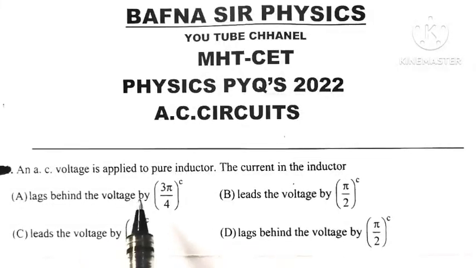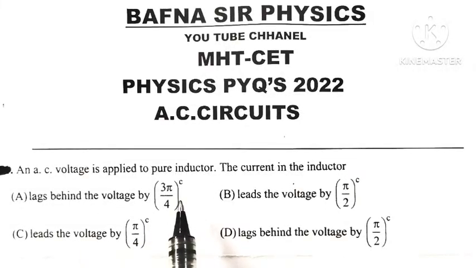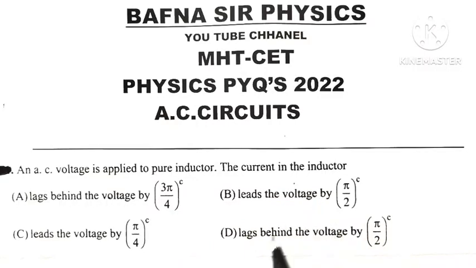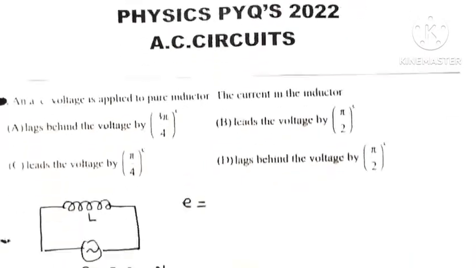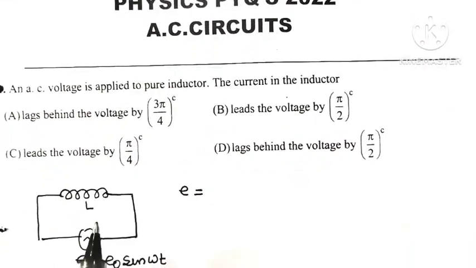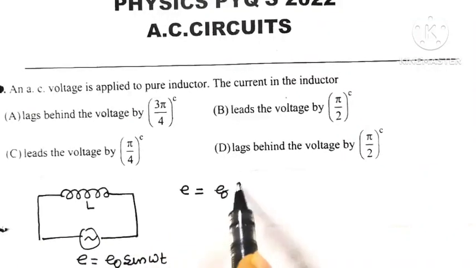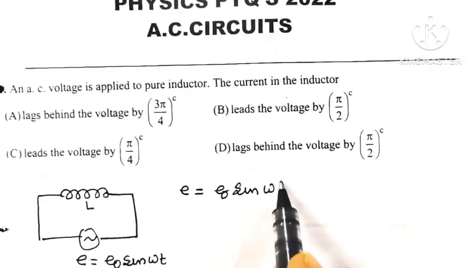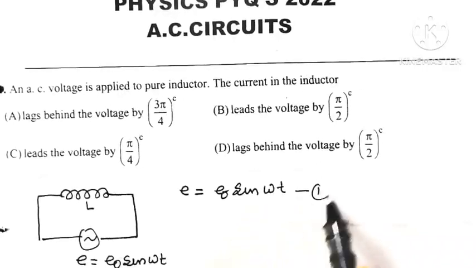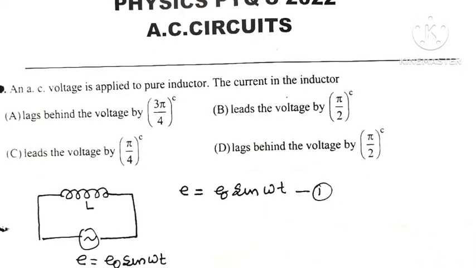An AC voltage is applied to a pure inductor; what is the current in the inductor? Now suppose we have an inductor across which an alternating EMF E equal to E0 sine of omega t is applied. On applying this alternating EMF, current is set up in the inductor.